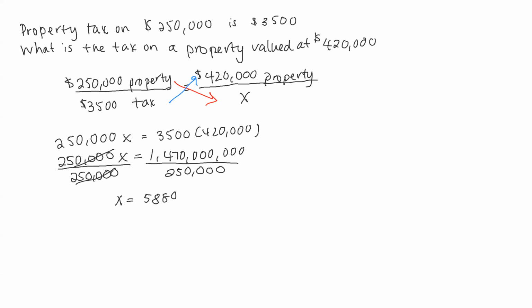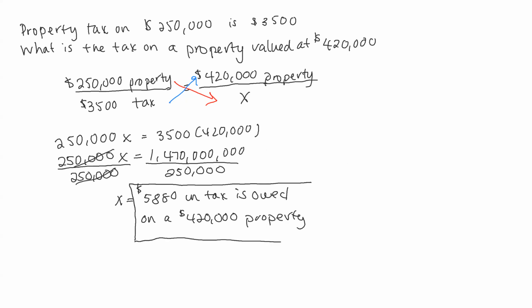So here's the thing. When you're dealing with a word problem, make sure you describe your answer in words. 5,880 doesn't mean a thing to the reader, but if you say $5,880 in tax is owed on a $420,000 property, suddenly that answer makes a lot of sense. So make sure when you're dealing with a word problem, you label or describe your answer some way. All right, so that's our first proportion problem. Let's look at one more.